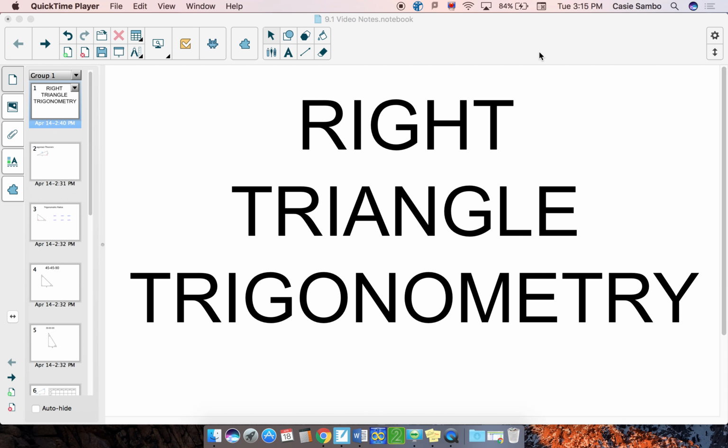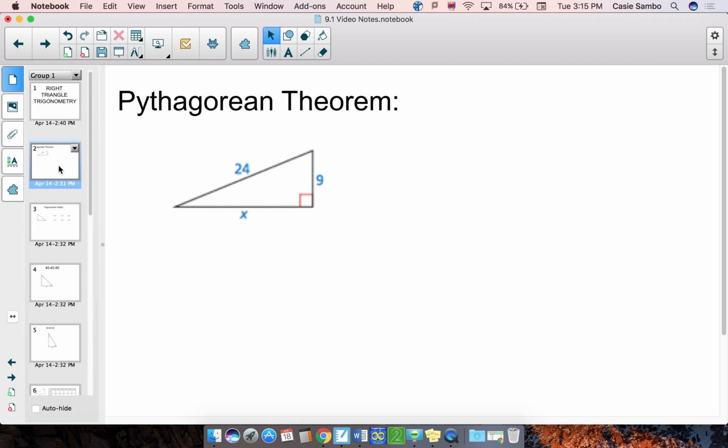Guys, so this is the 9.1 notes. This should be a lot of review for you from last year. So we're going to start out with Pythagorean theorem. Again, this should be a ton of review.